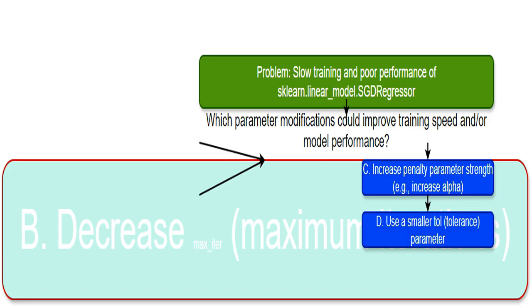Option B suggests reducing max_iter, the maximum number of iterations or steps the algorithm takes to learn. Fewer steps mean less computation and faster training, but it may not find the best solution if it hasn't completed enough iterations.